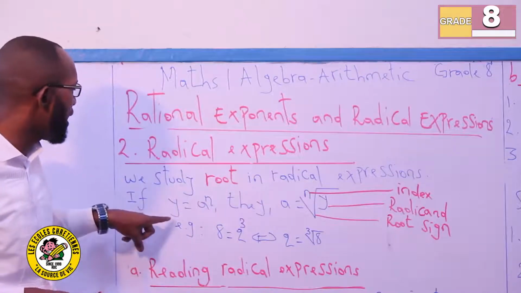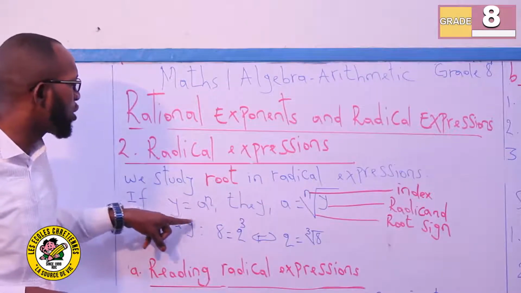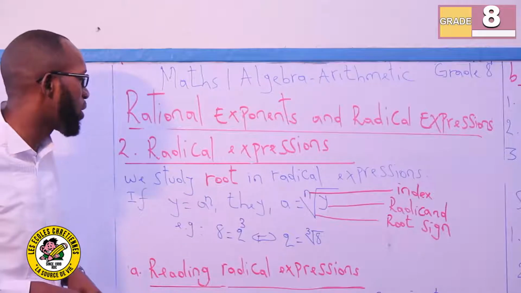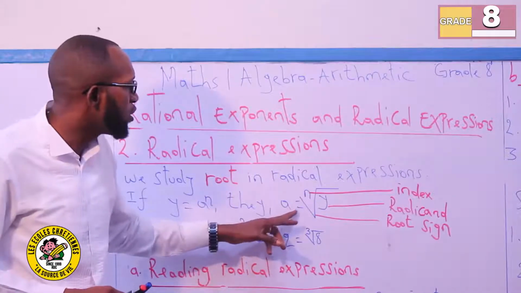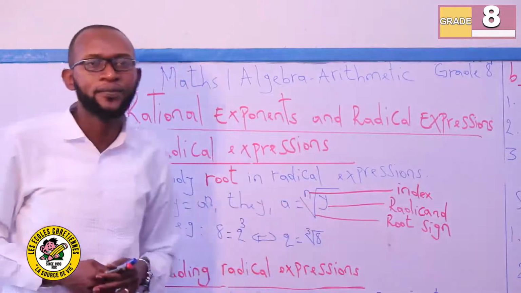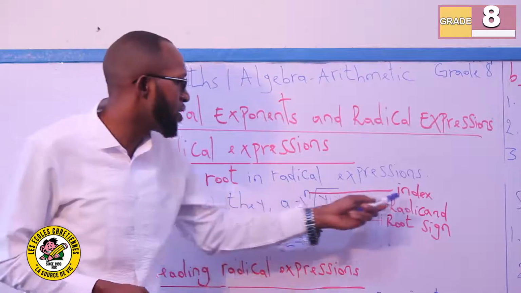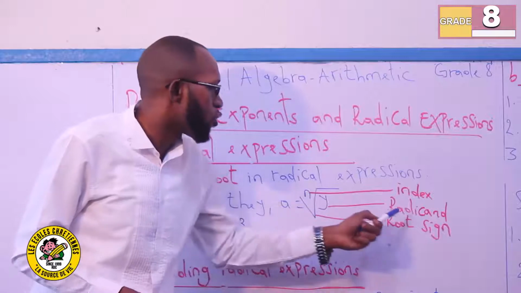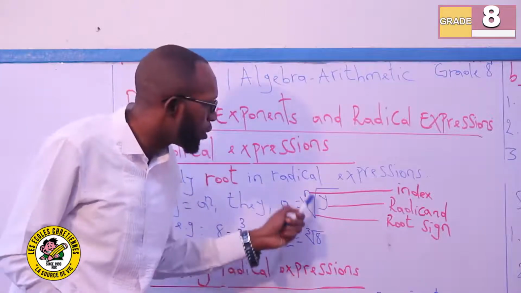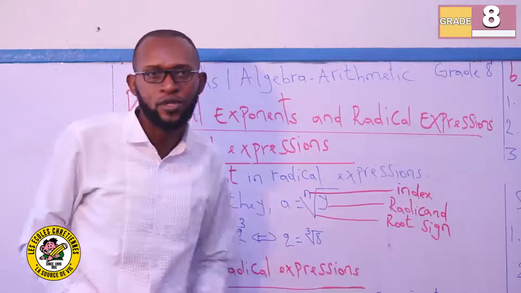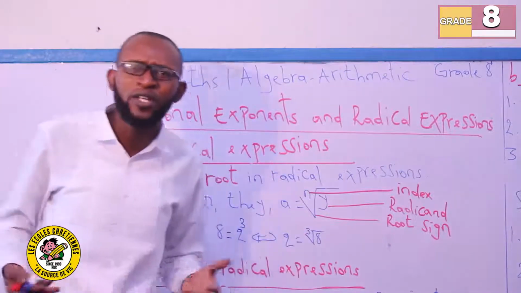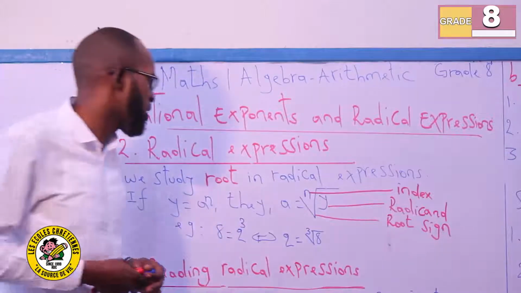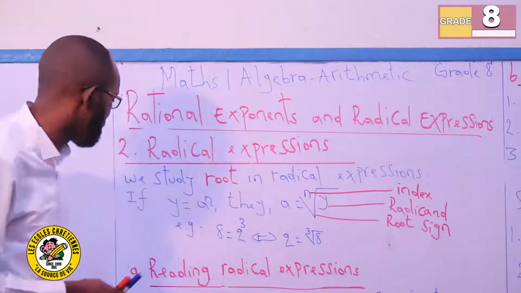And here we say if y equals a on the nth power, it's true if and only if a equals the nth root of y. Here n is the index, y is the radicand, and the symbol is what we call the root sign. Okay? But now how can you read a root sign or radical expression?